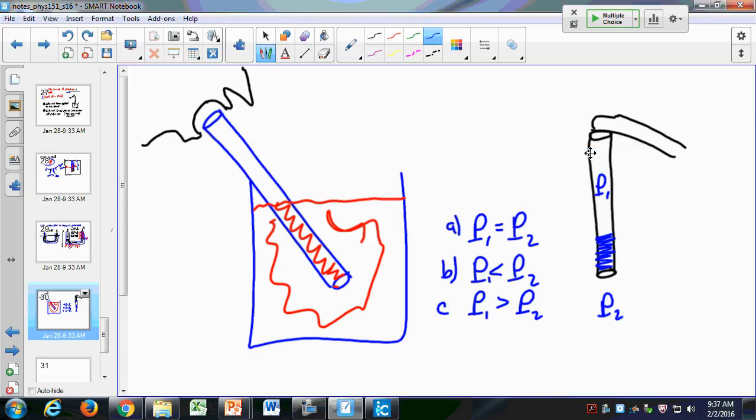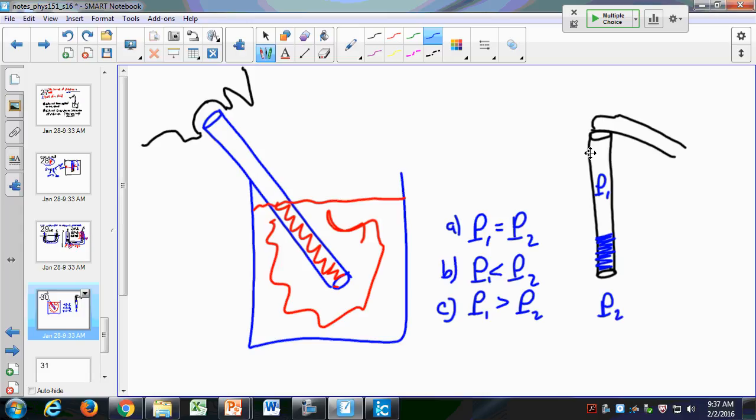So is P1 equal to, less than, or greater than P2? All right, well, most of you said C. You said that it's greater than. What would happen if P1 was actually bigger than P2? I had a big pressure here and a small pressure here. It would fall out, right? It would just fall out.